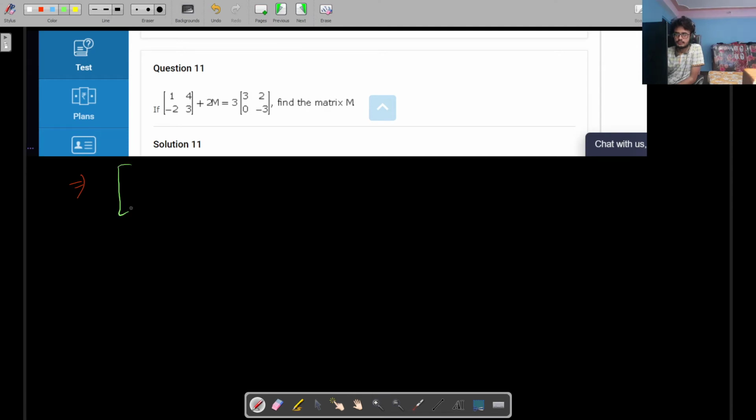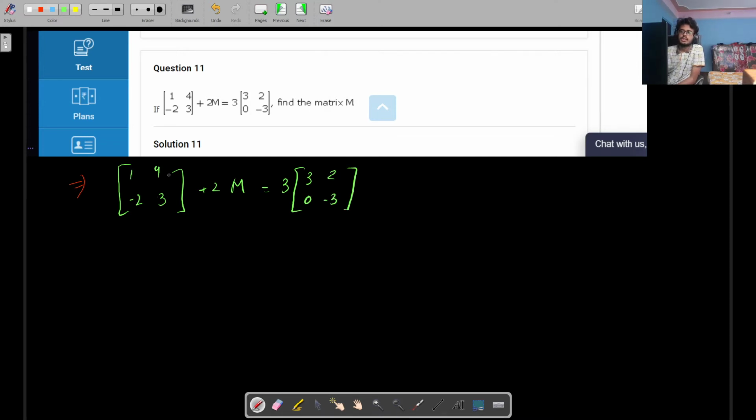So we are given [1, 4; -2, 3] as the first matrix. We are adding this to another matrix, which we don't know. So it is 2 times M, equal to 3 times [3, 2; 0, -3].